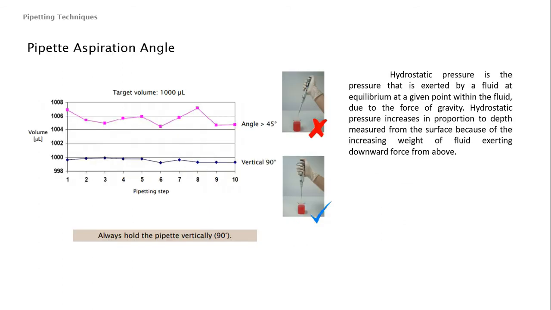We also have the pipette aspiration angle. We recommend you aspirate at 90 degrees, or vertically. Do not aspirate slanted or at an angle, because the lesser the angle, the lesser the gravitational force. Once you have lesser gravitational force, the liquid will go up without any restriction. So you will get more than what you need, and the measurement will be more than what you expected.